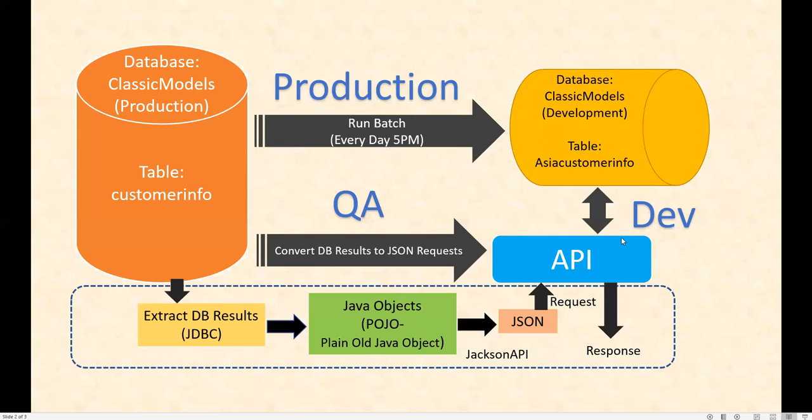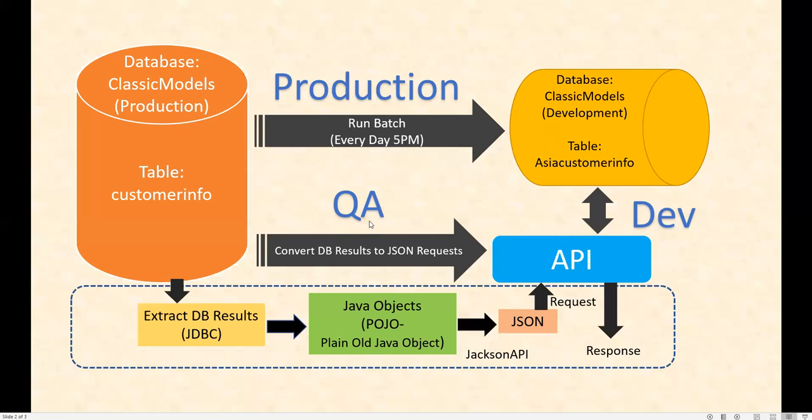That API is designed by the developer. As a QA, we need to verify whether that API is working properly or not, whether the exact data is being pulled from this database, and whether the same data is stored in the development database or not. That will be done by testing this particular API.